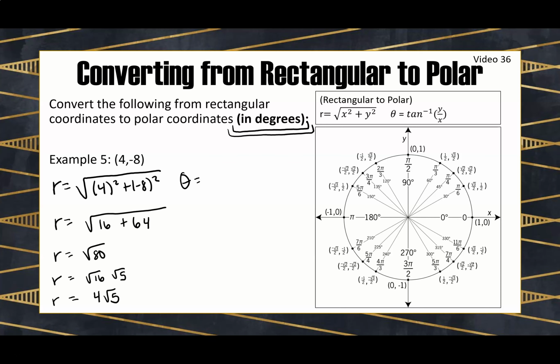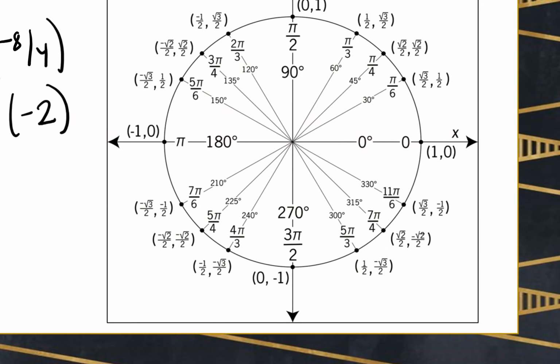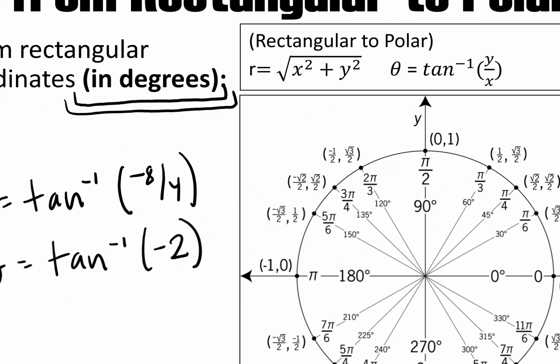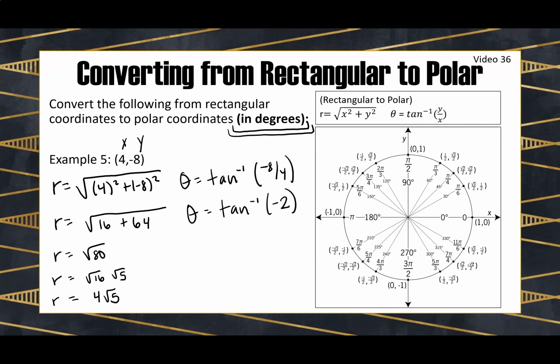And we want theta equals tan inverse of y over x. So that's going to be negative 8 over 4. That's theta equals tan inverse of negative 2. And I'll tell you right now, you could go through the unit circle and do sine over cosine, but this over this won't be negative 2, etc. It's never going to work.